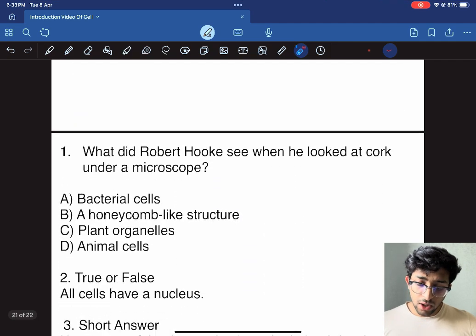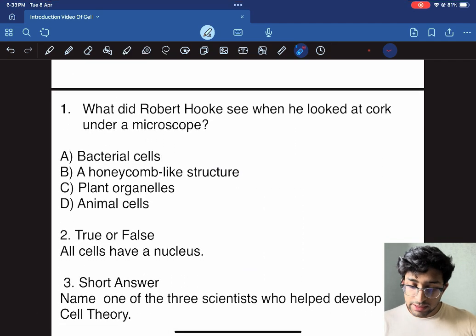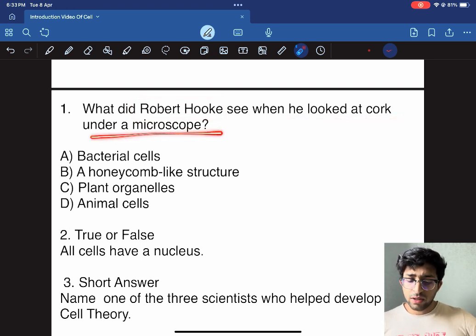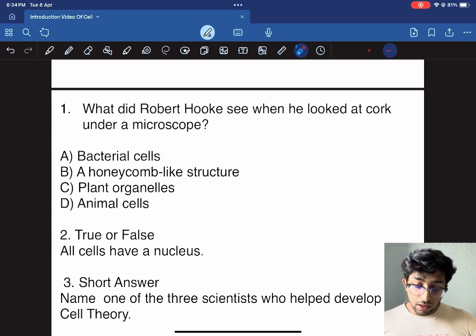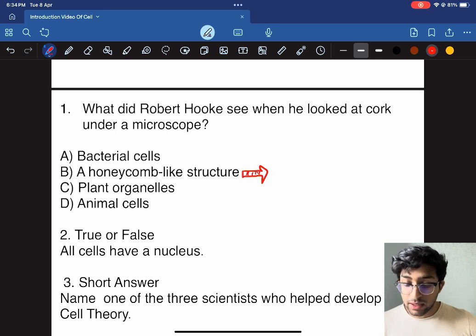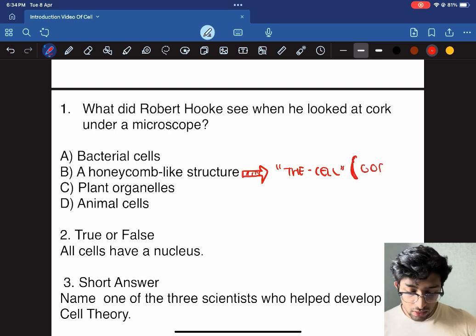The first is, what did Robert Hooke see when he looked at the cork under a microscope? Did Robert Hooke see bacterial cells? No, that was Anton Leeuwenhoek, right? Did he see the plant organelles? No. Animal cells? No. What did he see? He saw a honeycomb-like structure from the cork, which he gave the term cell. So B is the answer.